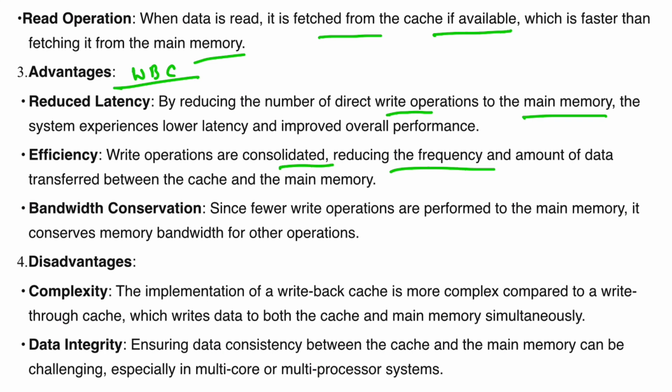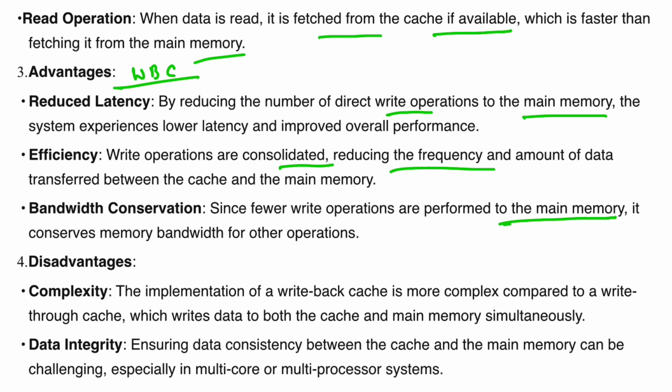Bandwidth conservation: since fewer write operations are performed to the main memory, it conserves memory bandwidth for the other operations. So see what happens in cache. Whichever data is most used is present inside the cache memory. So main operations will be performed inside the cache memory only. So there is no need to do many operations inside the main memory. So this will improve the memory bandwidth for other operations.